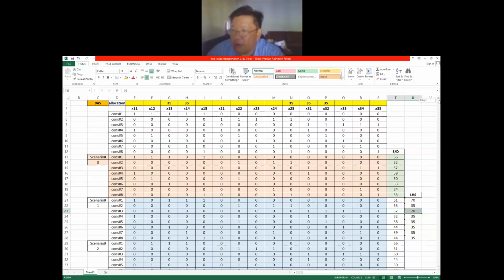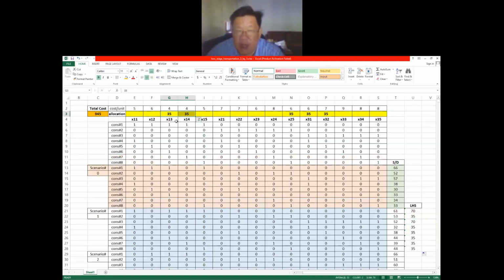Because you made a decision over here that you're going to supply 35 units out of the first one. But from the first one, 75 is not enough, while for the second one you only ship 35. But the supply capacity you already have is 53 for this situation, so it's okay for this one. But for the third one, you want to ship out 70, but you only have 52.